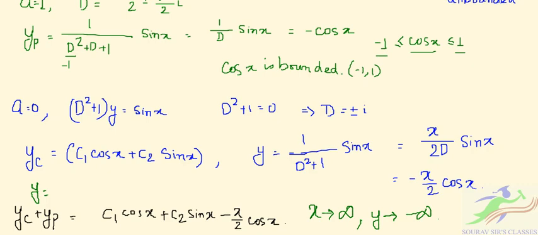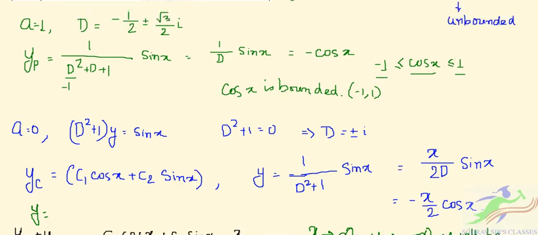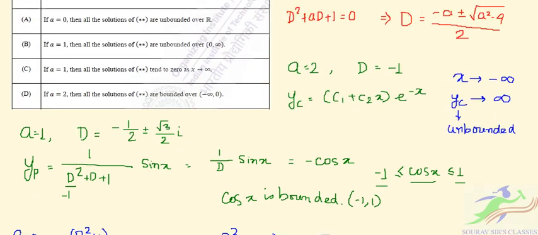So for all values of c1 and c2, because these values are still unknown, for every value of c1 and c2, y will be unbounded. Okay, so it is the correct option for a equals 0. So it is unbounded over the region R, this real space. So in our case, for question 23, the solution of this equation is A, the correct option.